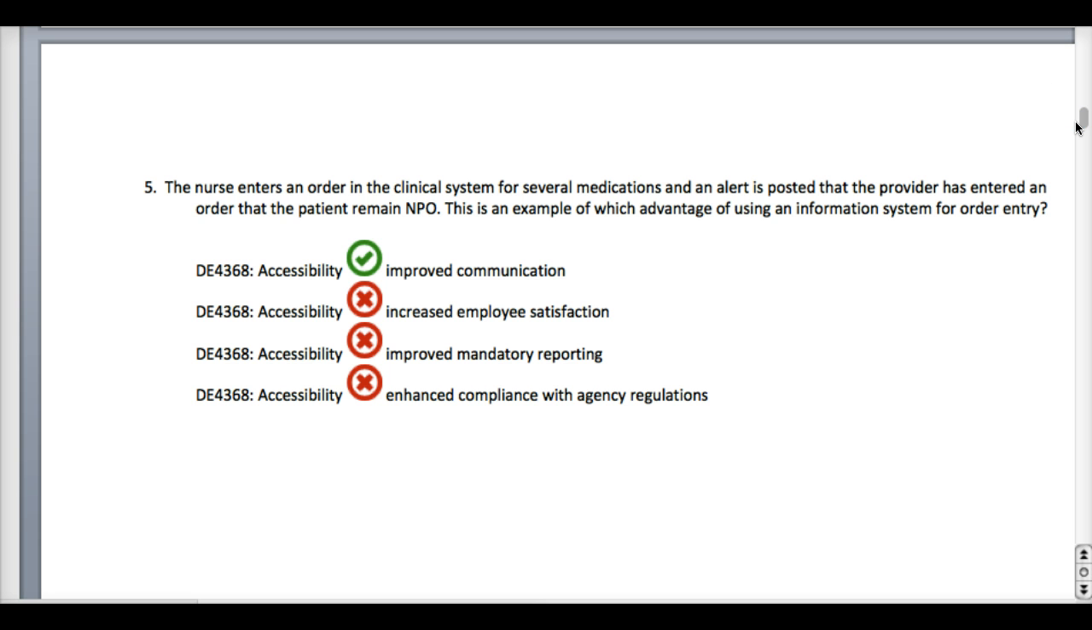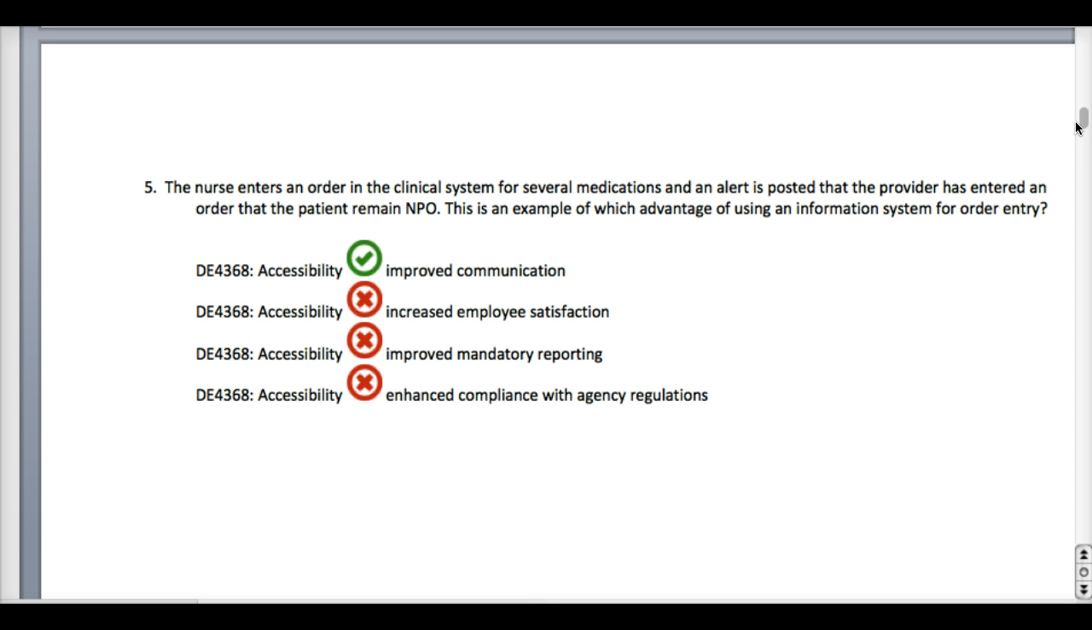All right, number 5, the nurse enters an order in the clinical system for several meds, and an alert is posted that the provider has entered an order that the patient remain NPO. So, alerts, what do they do for me as a nurse? Well, what they do is certainly improve communication with the provider. They certainly increase my efficiency in time management because I don't have to go to the provider and ask them if they want to have the patient be NPO.